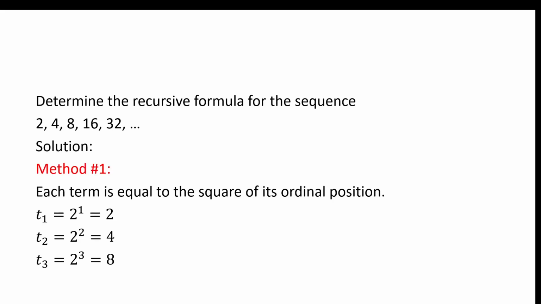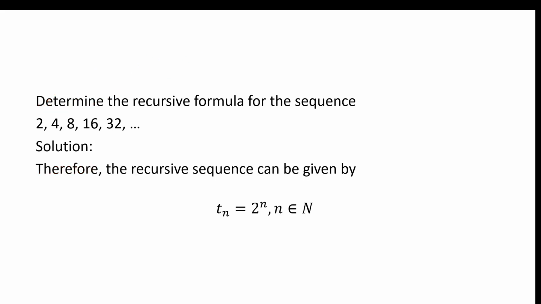One is to say each term is equal to the square of its ordinal position. So the first term is 2 to the 1. The second term is 2 to the 2. The third term is 2 to the 3, etc. Okay? So we could say that Tn, the nth ordinal position, will always equal 2 to the n.